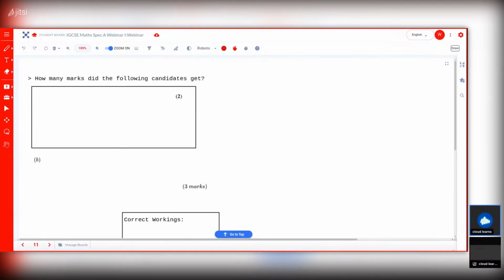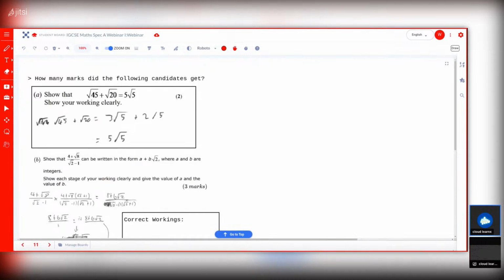Page 11. Okay. Let's have a look at the chat if anyone's in.